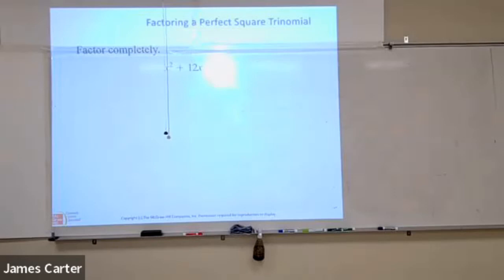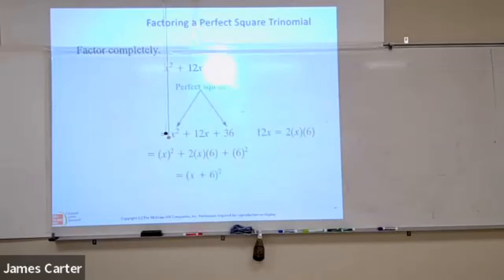Factor completely. Perfect square on the front, perfect square on the back, 6 times 6, right? 2 times 6 times 1 is 12, right? So the middle matches. So this thing factored then is just simply that.